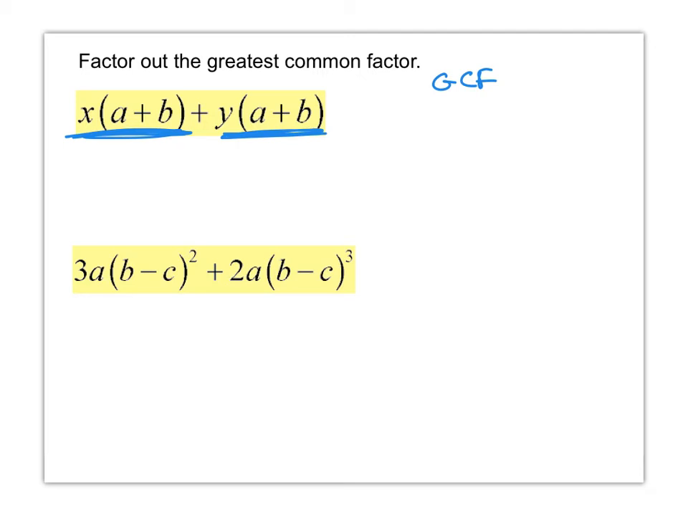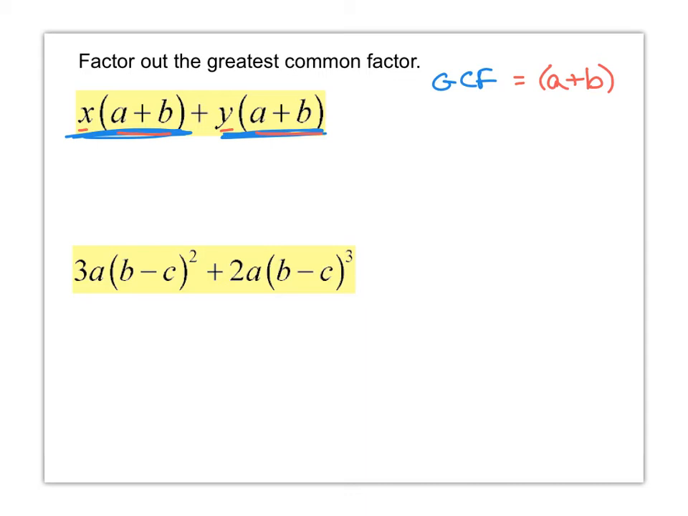The first term has an x, but the second term doesn't. That's not part of the GCF. The first term has a plus b, and the second term also has a plus b. So the greatest common factor of both of those terms is a plus b. The second term has a y in it, but the first term doesn't have a y in it, so that's not going to be part of our greatest common factor.